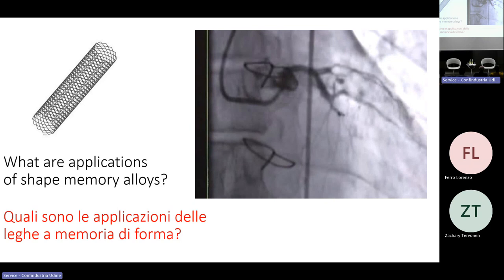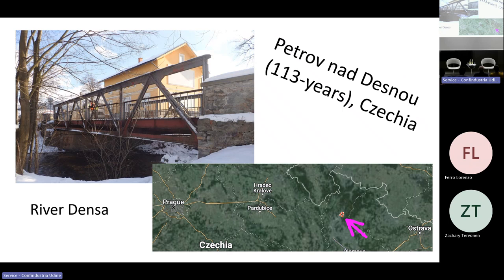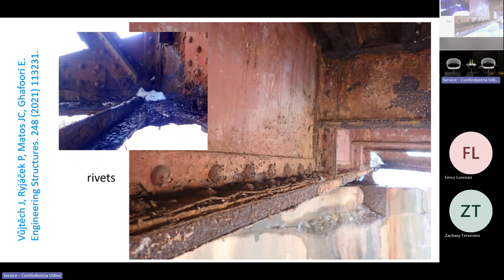But I'm now going to show you a major application, which is on a much bigger scale, of an iron-based shape memory alloy, right? So this is a bridge, which is in the Czech Republic, or originally it was called the Czech Republic, but now this is its new name. And the location of this bridge is somewhere between Ostrava and Prague. And this bridge is 113 years old, right? And when it was made, of course, it wasn't designed for lorries going over it and so forth. And during the course of time, it has corroded quite significantly, you can see here. And that means that you're losing the load supporting section.